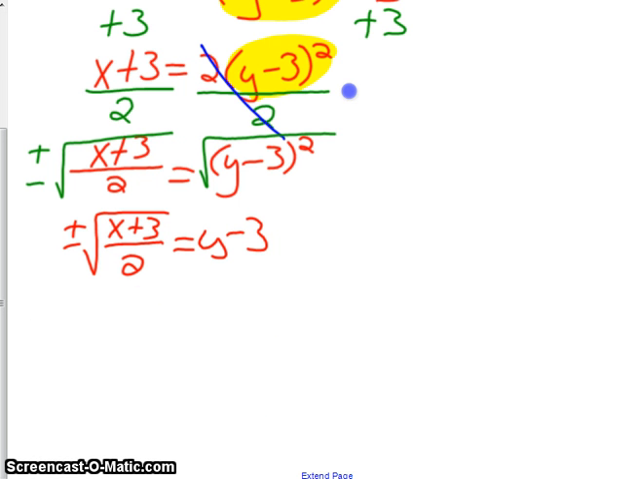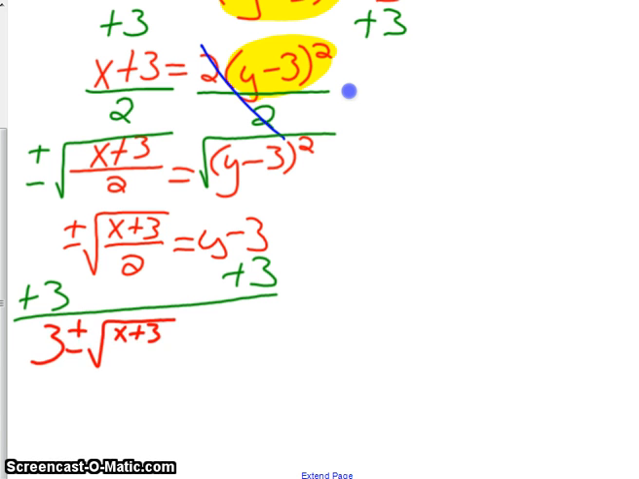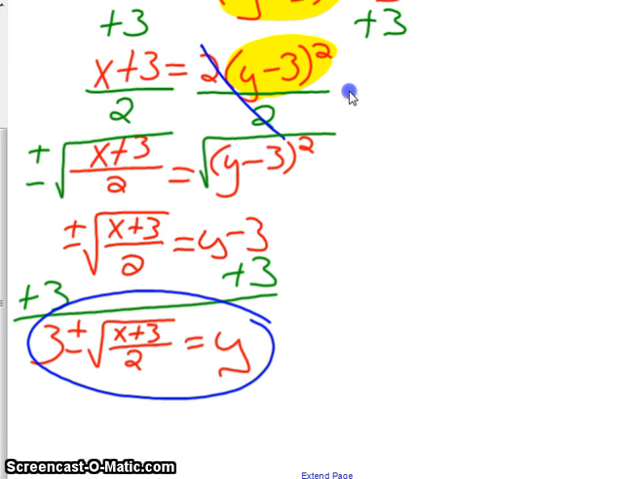And only one step left. I need to get y by itself, so I am going to undo this subtract 3. I'm going to add 3 to both sides. And in the solution to a quadratic equation, we usually put that 3 in front of the plus and minus. All right, so this right here is the inverse to that quadratic that you were given.